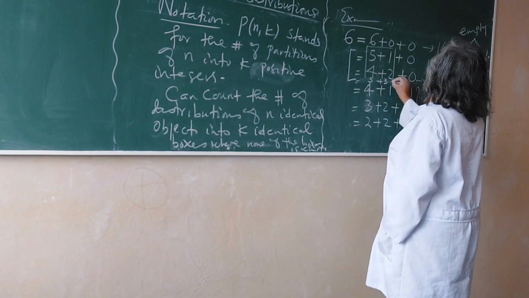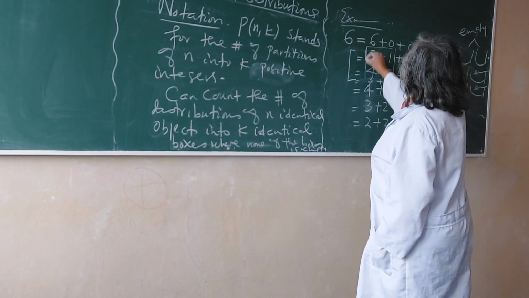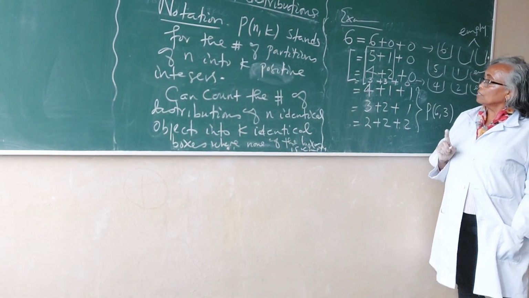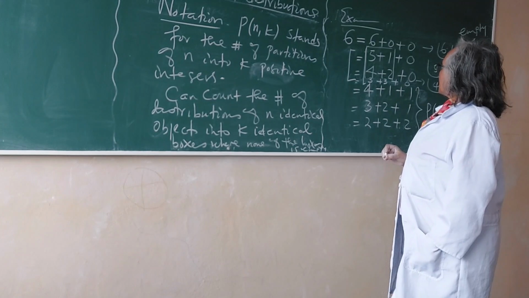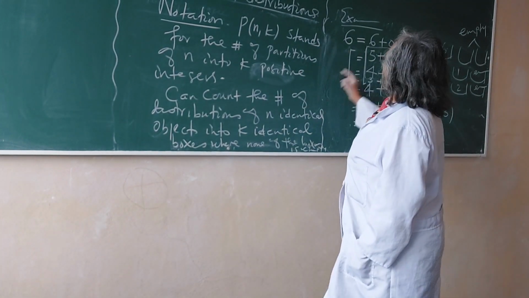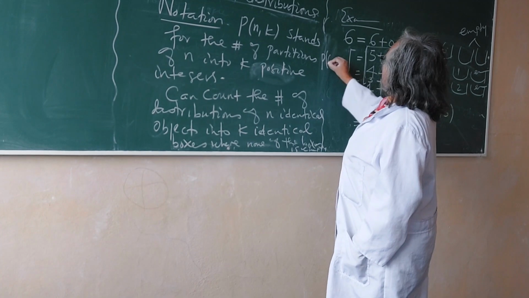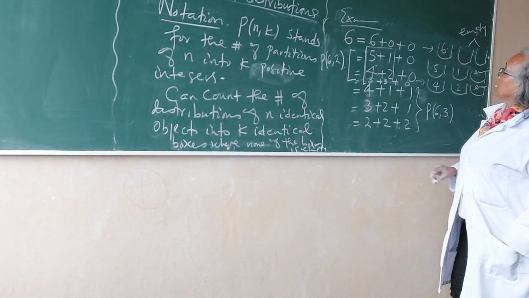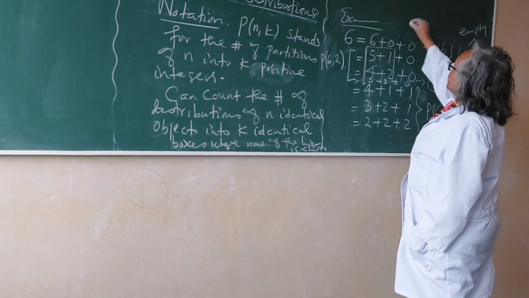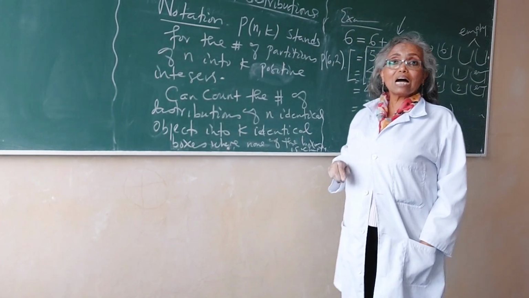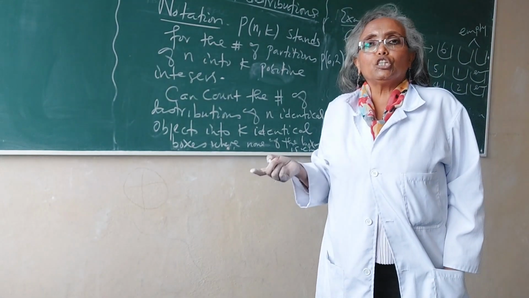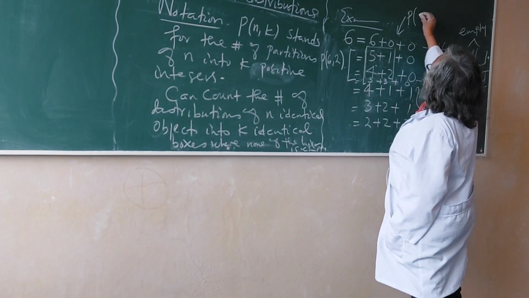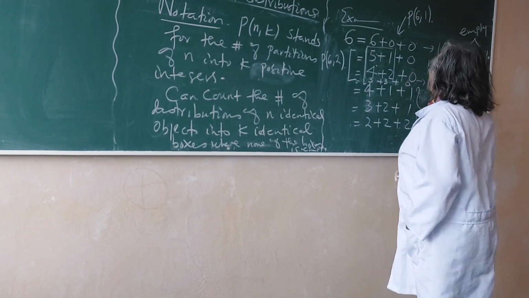3 plus 3. So you see, I have 5 plus 1, 4 plus 2, 3 plus 3. There are 3 partitions of 6 into 2 parts. So I can count that to be P(6,2). We have 3 there, we have 3 here. And if you consider this one, I can consider it as a partition of 6 into 1 part, and I can count it using the partition number of 6 into 1 part.